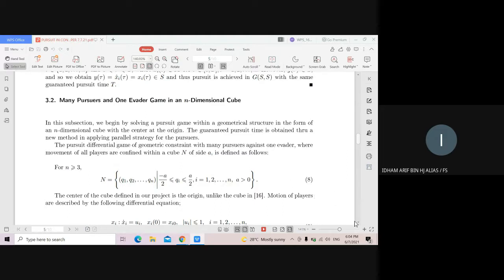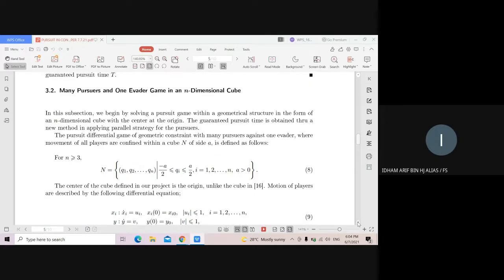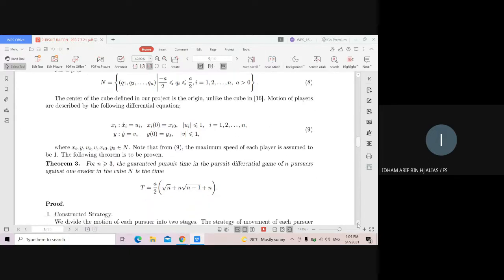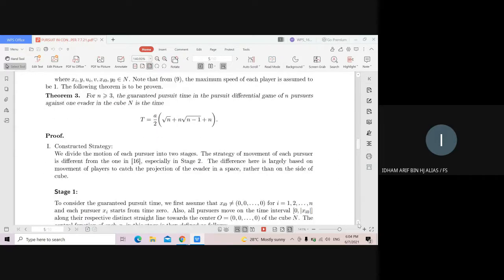Okay, that's one thing. And also in the work of 2015, the way parallel strategy is applied to pursuers is where the players move on the side or on the edge of the cube. But for our project, we define a space where the pursuer will move to catch the evader. So the result of this second part is a guaranteed pursuit time, which is written like this.